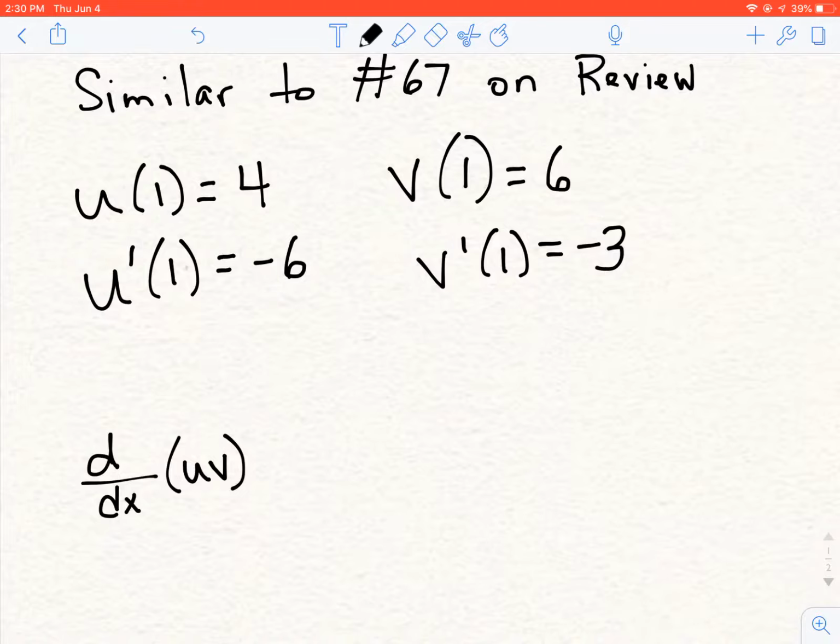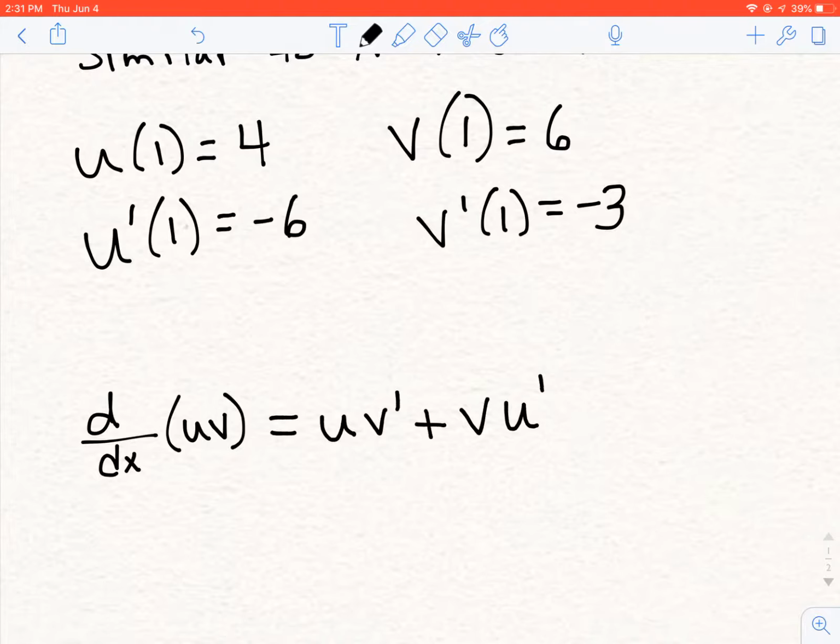And really it's just a matter of using our rules. Okay? So remember, the derivative of the product is the first, which is u, times the derivative of the second, which is v prime, plus the second, which is v, times the derivative of the first, which is u prime. And that's really all it's asking, and then you just plug in those numbers.